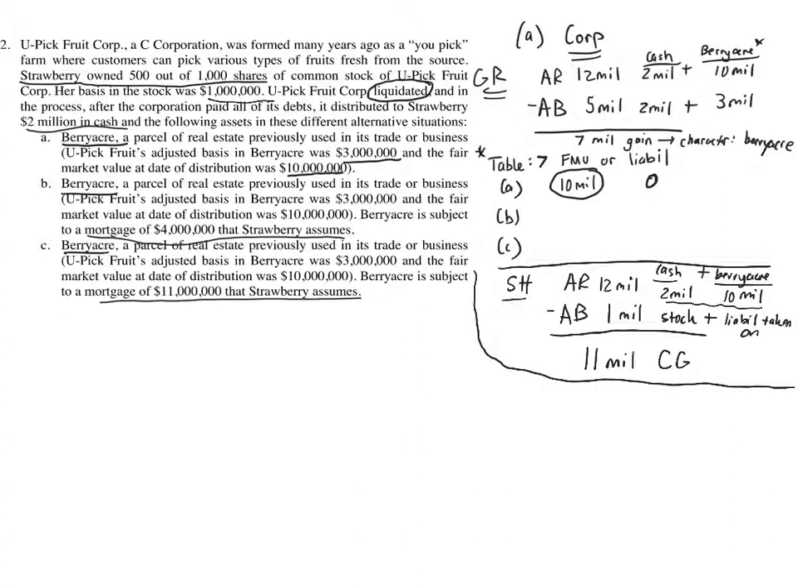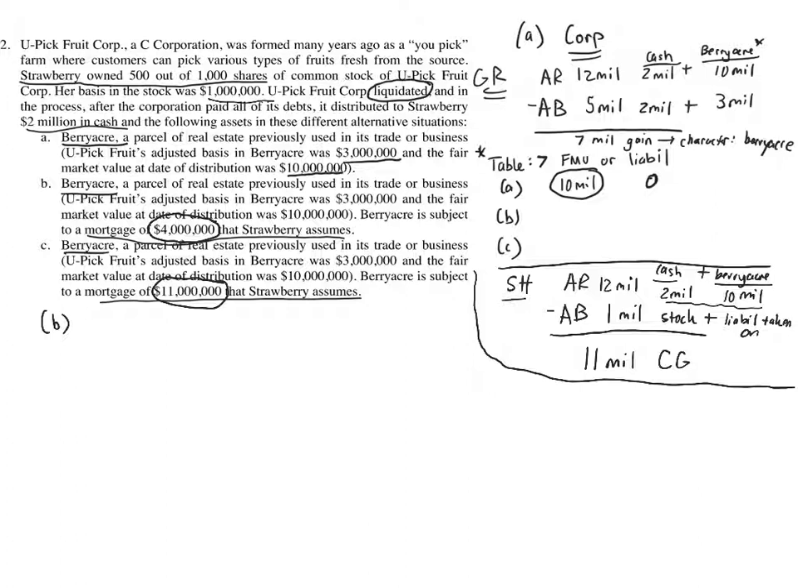Okay. B. So before we do B, it's going to be the same analysis as in A for the shareholder and the corporation, but the only thing that's changing in all these problems is that in B and C, now in B there's a $4 million liability on the property and an $11 million liability on the property that Strawberry, the shareholder, takes. Everything else is exactly the same. That's all that changes. 4 million liability, 11 million liability.